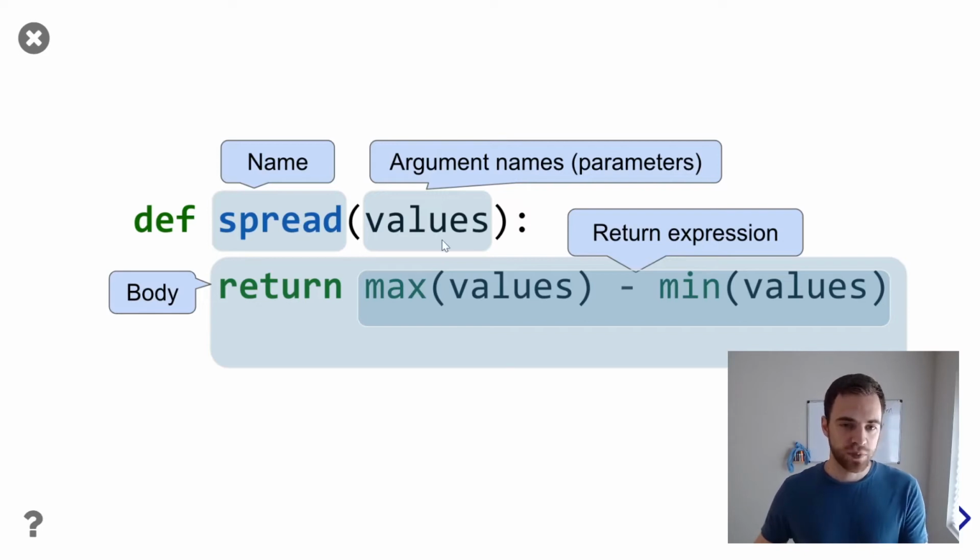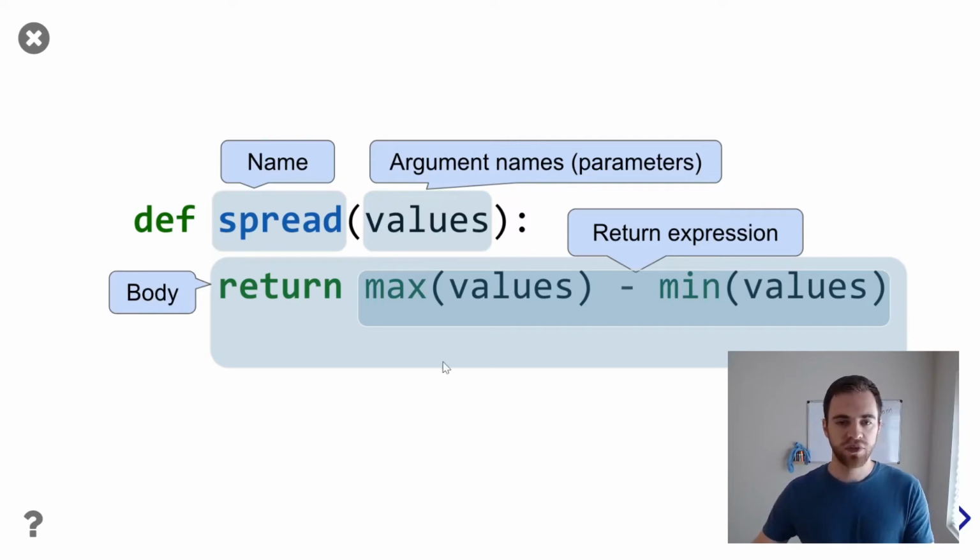So in the case of spread, I only need one argument, a list of numbers or a list of values. And so I can give this argument a name. Any valid variable name would work. Here we called it values. If I have multiple arguments, I'm going to separate them with commas, but we'll see that in a few slides. So for here, I just have one argument. I finish my list of arguments with end parentheses, and then I write a colon. And that says, here comes the description of what the function does.